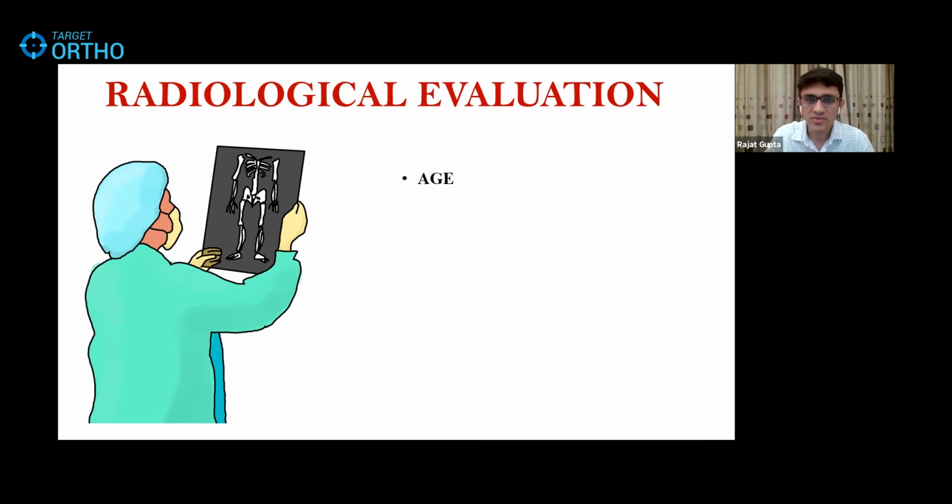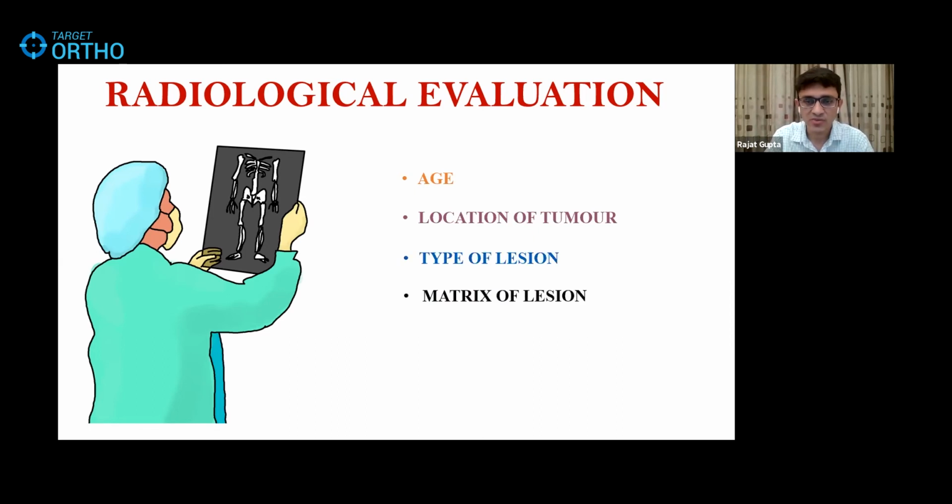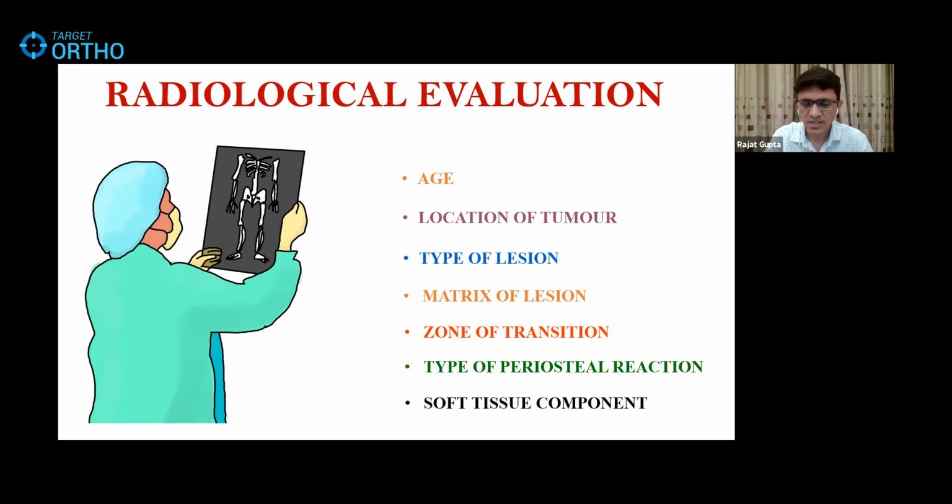The first thing one should look at is the age of the patient. Obviously, we may not be able to tell the exact age by looking at the X-ray, but we can differentiate whether it is a skeletally mature patient or a skeletally immature patient. Second is the location of the tumor. I'll discuss all these points when I come to them. Third is the type of the lesion. Fourth is the matrix of the lesion. Fifth is the zone of transition. Then it's the type of the periosteal reaction, if any, and then last is the soft tissue component, if any.